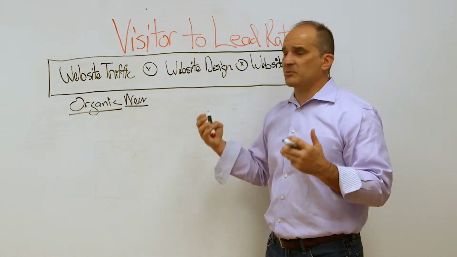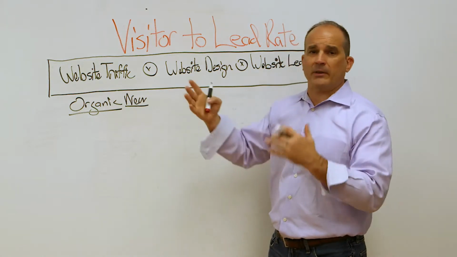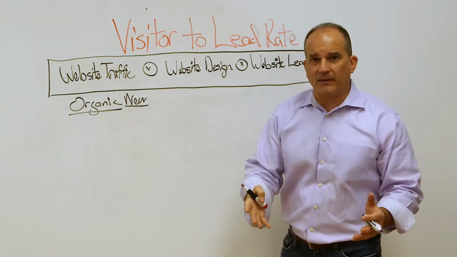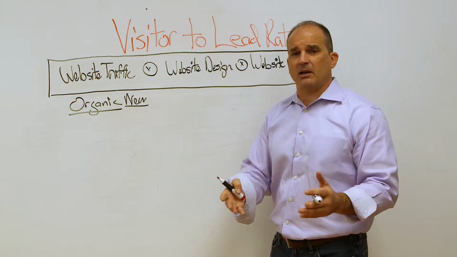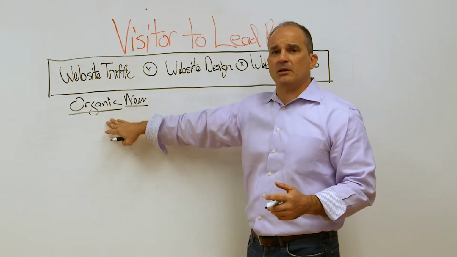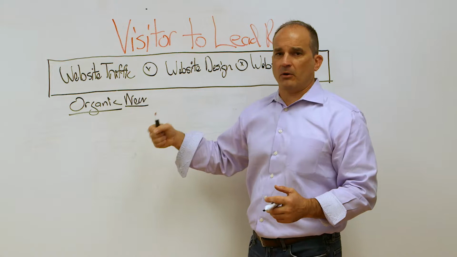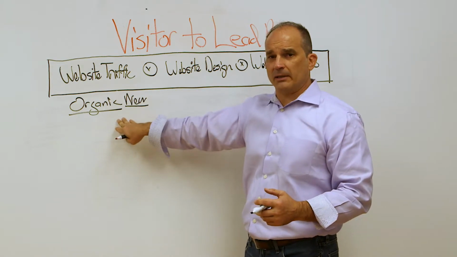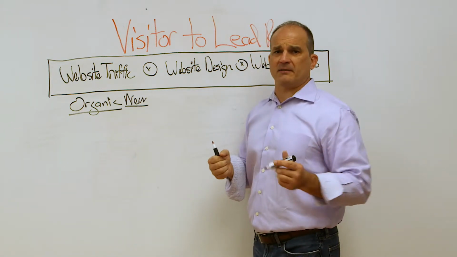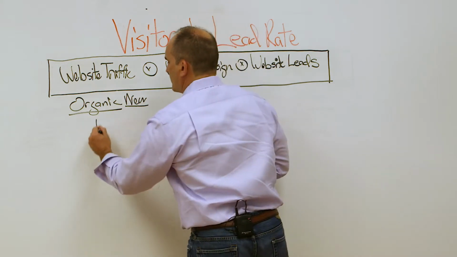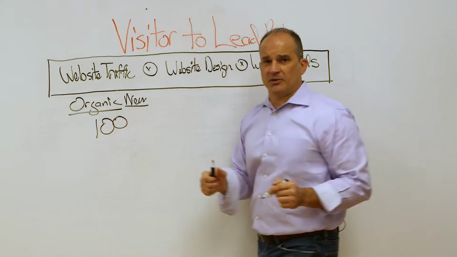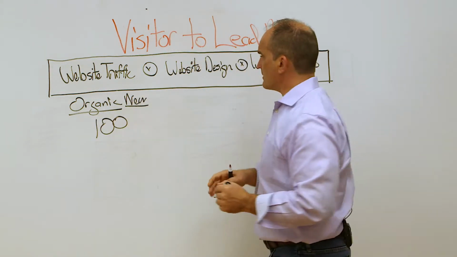So instead of being subjective about whether a ranking works or not, I want the number one ranking for this, or the number five ranking isn't going to help my business. This will help you understand how well your rankings are performing at delivering visitors to your website. So let's assume for purposes of this example, I'm getting 100 new visitors to my website from my organic rankings.